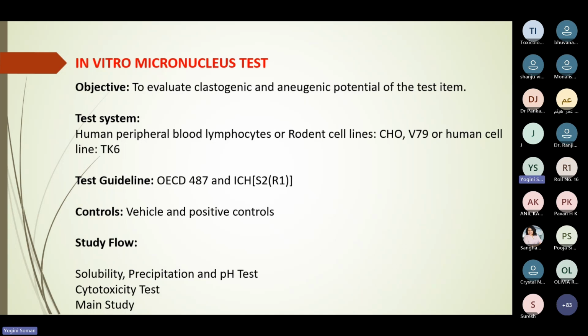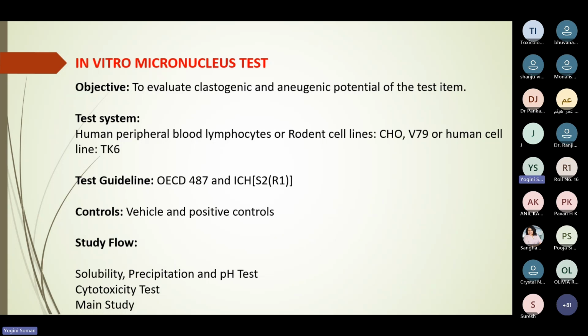For example, you can use clastogens like mitomycin C or cyclophosphamide monohydrate, and you can use an aneugen like vinblastine for the analysis. So the same methodology is there for the main study. Only after cytotoxicity, you have to evaluate the micronucleus formation for human peripheral blood lymphocytes as well, and for other cell lines as well. The protocol is slightly different for human peripheral blood lymphocytes.